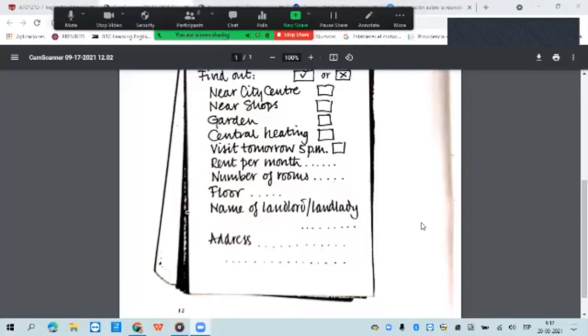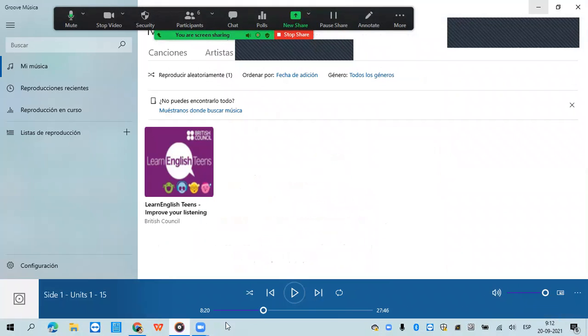En la calle, bueno. Okay, let's go on. Okay, so listen to the tape and complete the information then, okay? Okay, you will listen to the tape twice, okay?